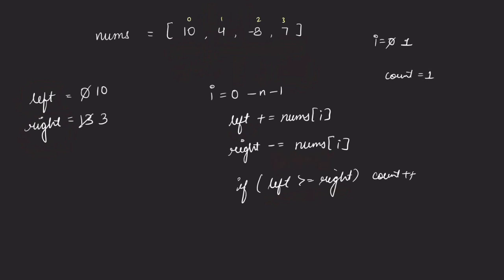Then we'll move to the first index. So we will be here. 4 will be added in left and subtracted from right. Now again, 14 is greater than or equal to minus 1. So the count will become 2.